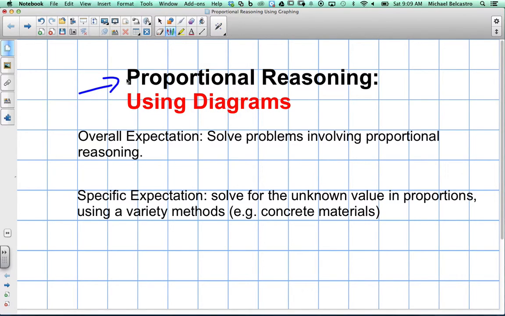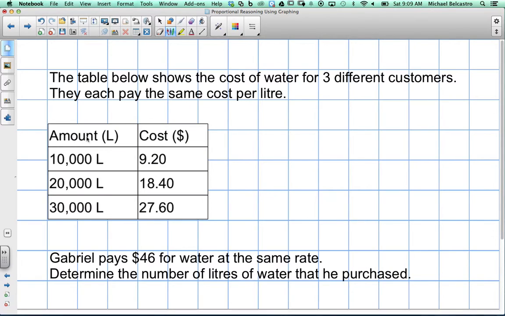We're going to be looking at proportional reasoning, and the method we're going to use to solve this question is by using diagrams or concrete materials. The overall expectation is to solve problems involving proportional reasoning, and the specific expectation is to solve for the unknown value in proportions using a variety of methods, in this case, concrete materials. So we'll read through this question once, and then we'll highlight what's important.